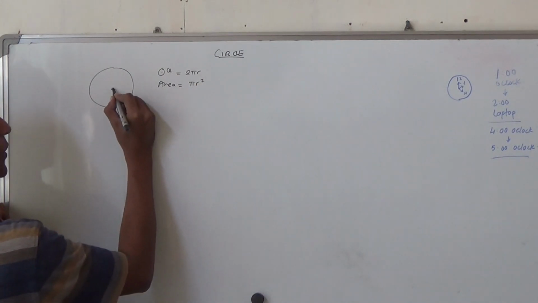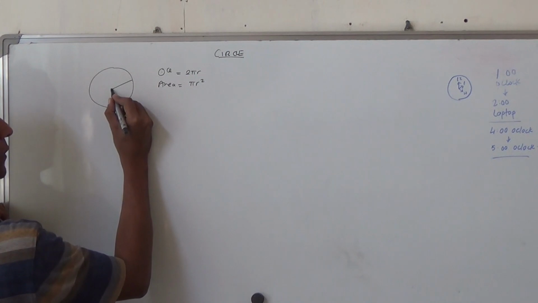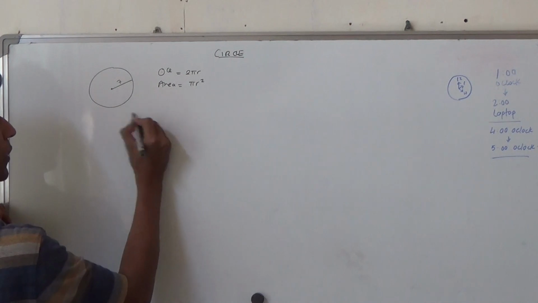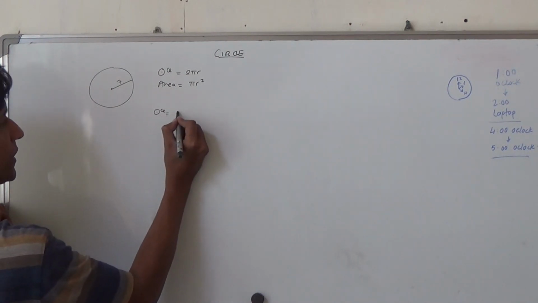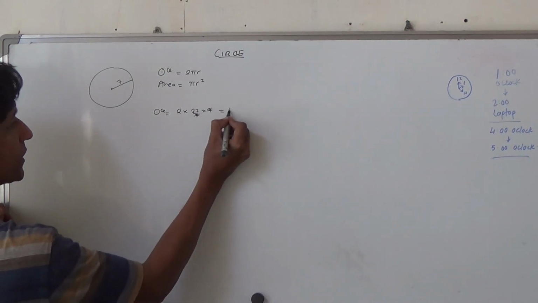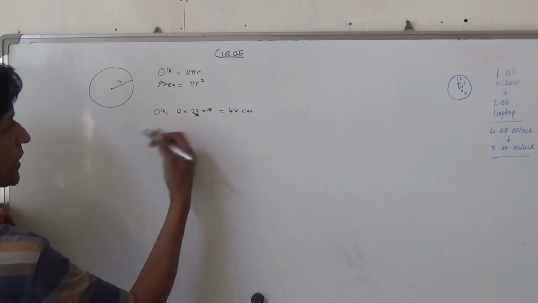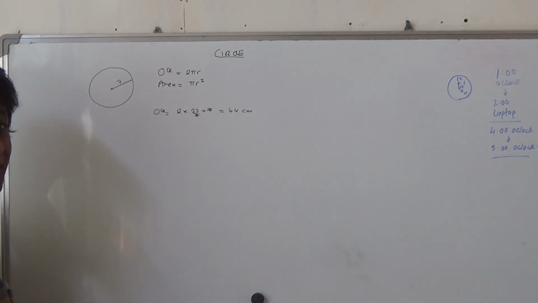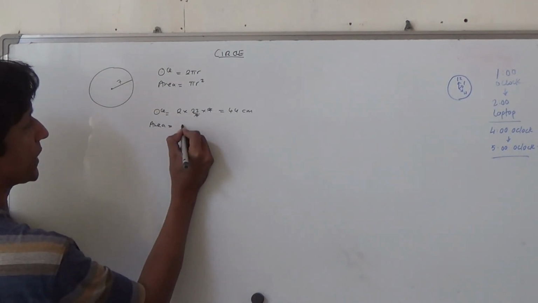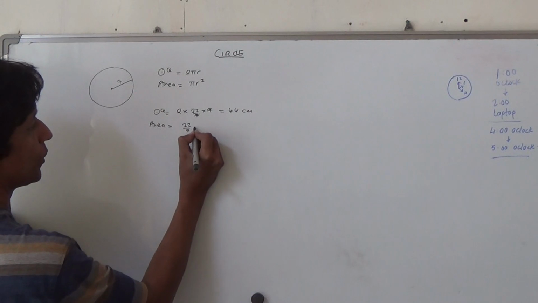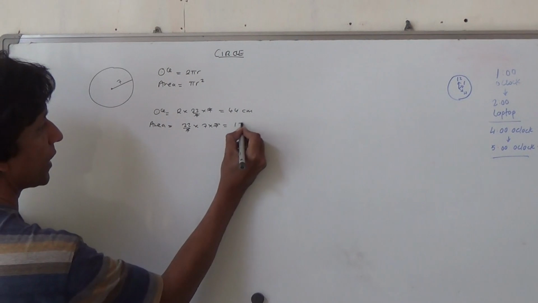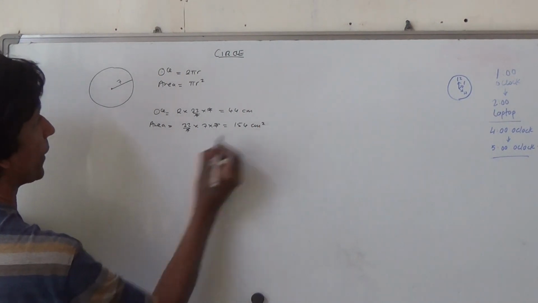Now, suppose you've got a radius here, and this is 7. If you want to find the circumference, you're going to say 2 pi r, and pi is taken as 22/7 times 7, and that's going to give you 44 centimeters. You might have come across this many times in your previous lessons. And if you want to find its area, nothing difficult, so we're going to say pi r squared, which is 22/7 times 7 squared, and that's going to make it 154 centimeters squared.